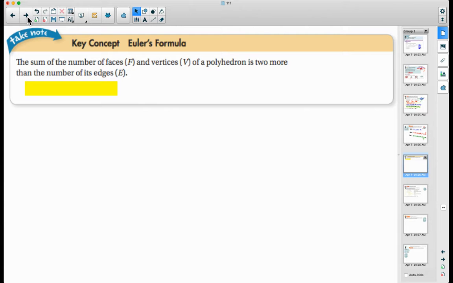No, it's not pronounced Euler, even though some of you are probably like Euclid. All right, it's not. It's actually pronounced Euler. The sum of the numbers of the faces F and the vertices V of a polyhedron is 2 more than the number of its edges. F plus V equals E plus 2. So the faces plus the vertices is equal to the edges plus 2.